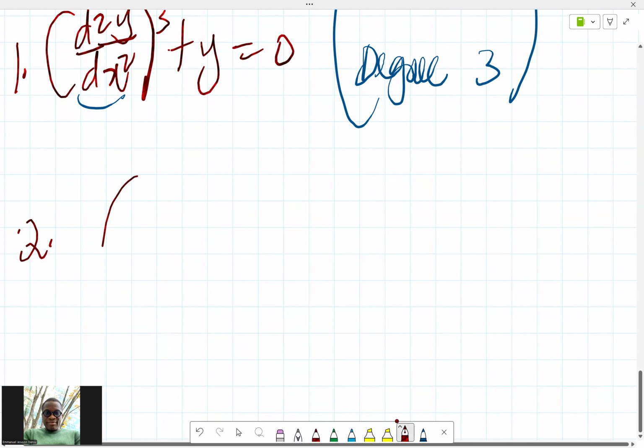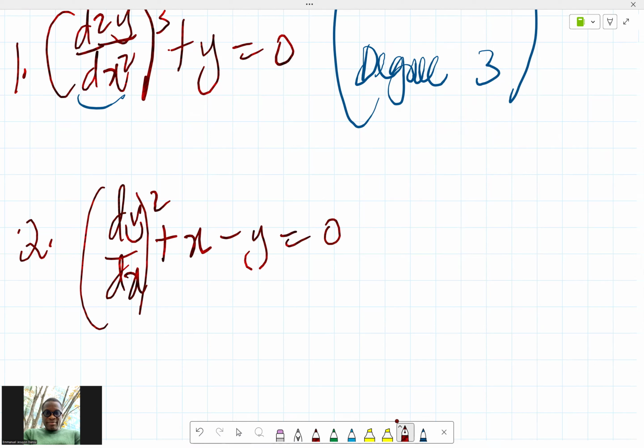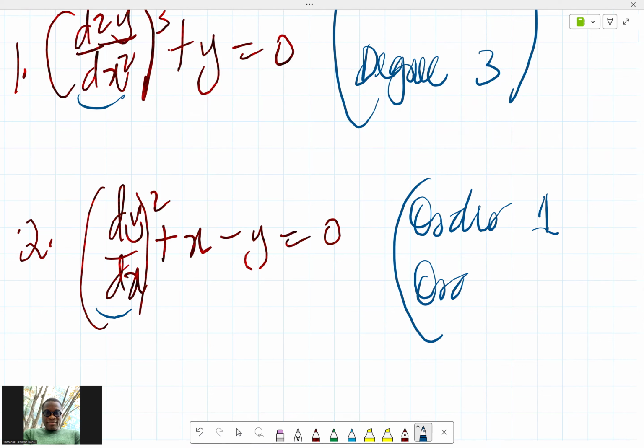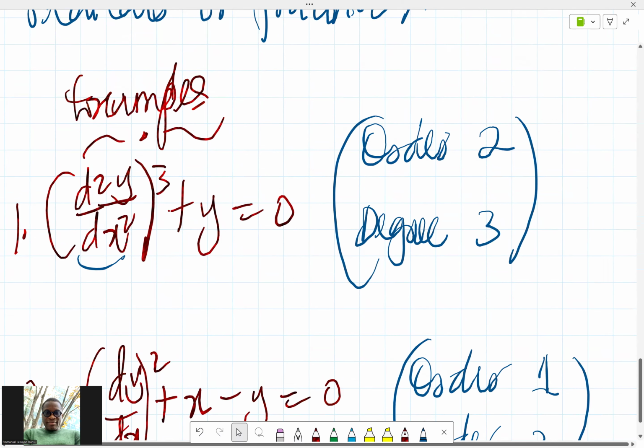Say I have dy/dx plus x minus y equals 0, and then maybe I now say this is raised to power 2. So d squared y/dx squared is not the same thing as dy/dx raised to power 2, right? If you look at this now, the highest order here is order 1, dy/dx. So the order is 1. And because the highest order has power 2, we say the degree is 2. Okay? So that you won't think that if the order is 2, the degree is automatically 3.